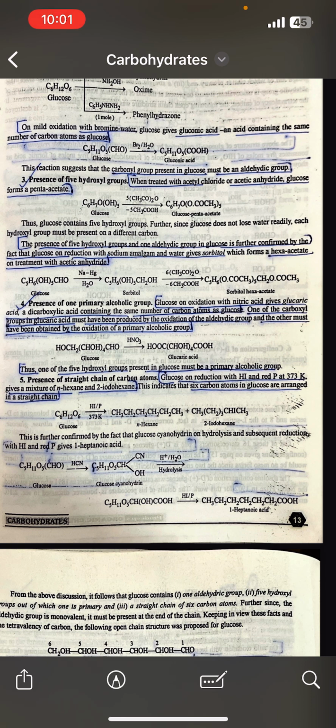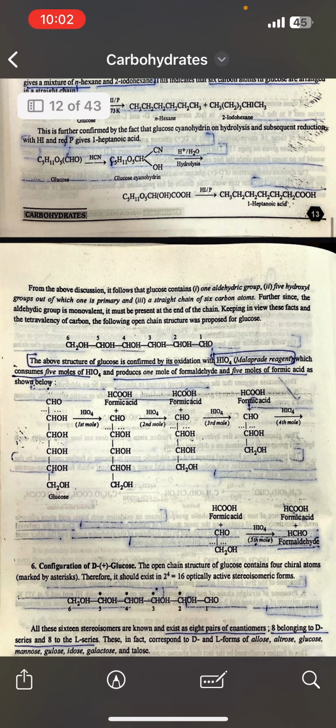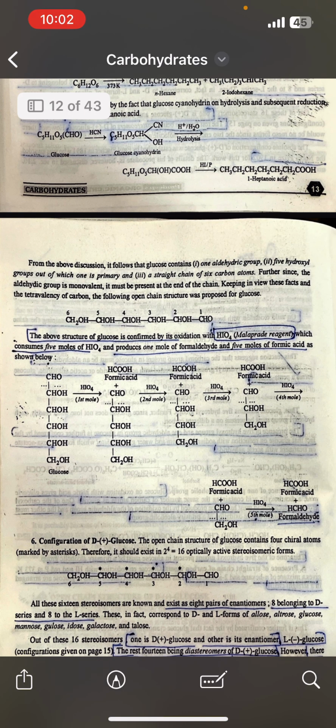Presence of a straight chain of carbon atoms. Glucose on reduction with hydrogen iodide and red phosphorus at 373 Kelvin gives a mixture of n-hexane and 2-iodohexane. This indicates that the 6 carbon atoms in glucose are arranged in a straight chain. From the above discussion, it follows that glucose contains one aldehyde group, 5 hydroxyl groups, out of which one is primary, and a straight chain of 6 carbon atoms. Further, since the aldehyde group is monovalent, it must be present at the end of the chain.